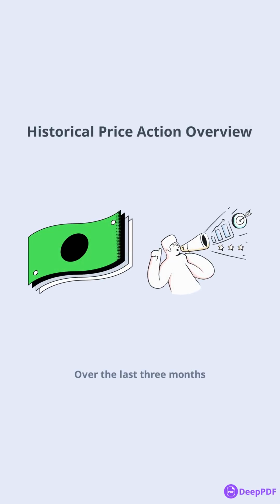Over the last 3 months, TXN's price has ranged from a high near $185 to a low around $153. The stock experienced several rallies and pullbacks, with notable spikes in volume during sharp moves. This historical context helps explain the current technical setup and highlights the importance of monitoring support and resistance levels closely.